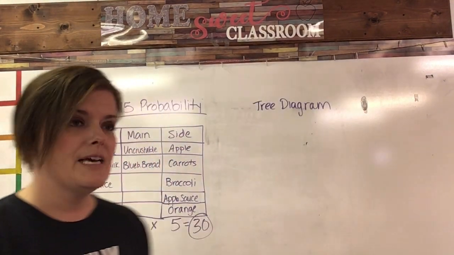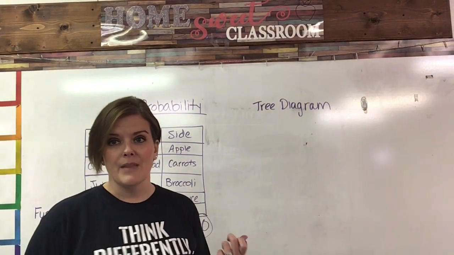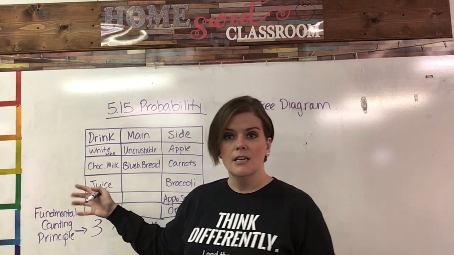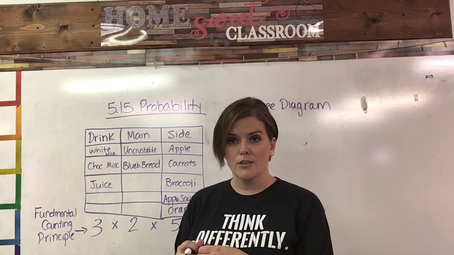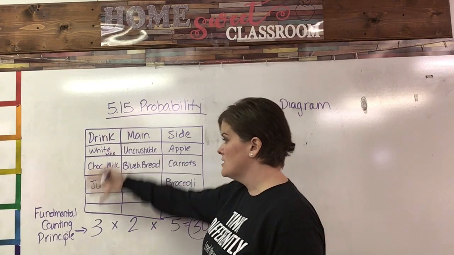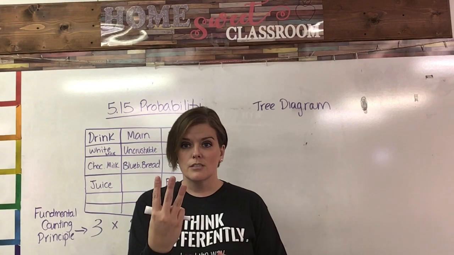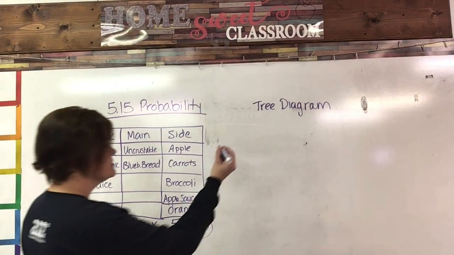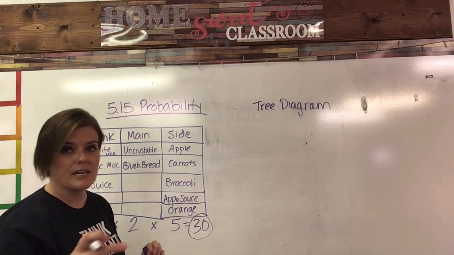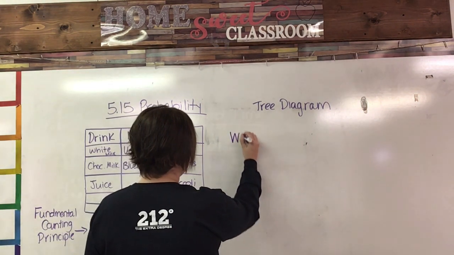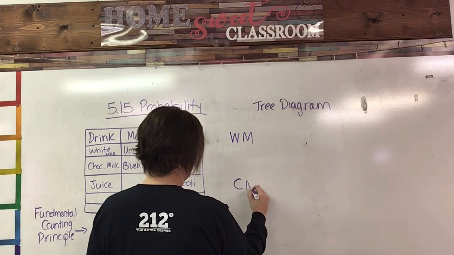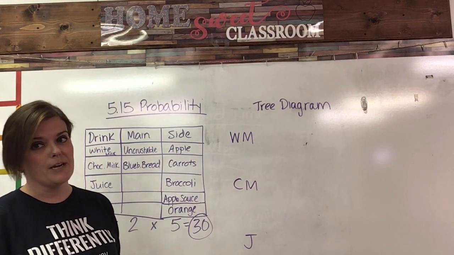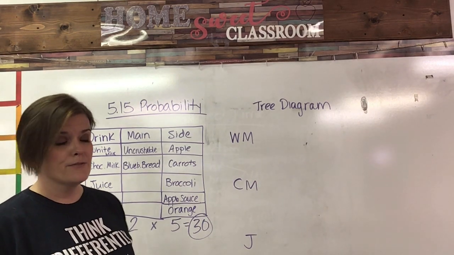So I'm going to show you what that data looks like in a tree diagram. Here's how we start it. We take whatever our first category is, and those are going to be the trunks of our tree. My first category is drinks, so I'm going to have 3 tree trunks: white milk, chocolate milk, and juice. I'm going to abbreviate everything so that we're not here all day long. And notice how I spread them out. I didn't put them right up next to each other because I'm going to need some room for these branches.